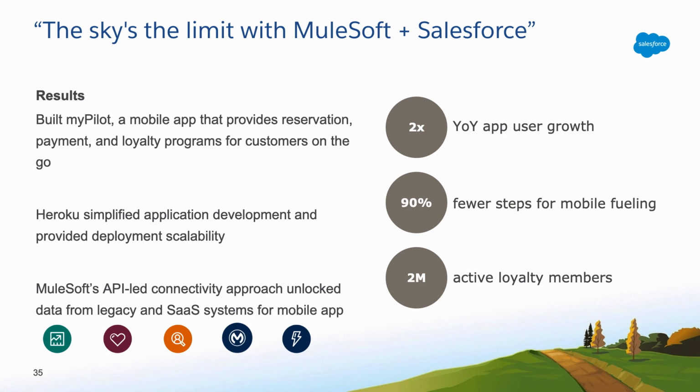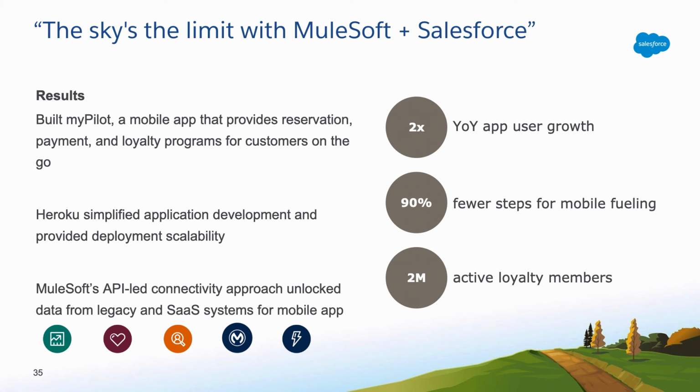The results from Flying J, they were able to build the My Pilot mobile app for their reservations and customers. Heroku simplified that app dev and provided them the scalability they needed. And MuleSoft's API-led connectivity really unlocked that data from the backend systems. They were able to experience 2x year-over-year growth from the users of this application, 90% fewer steps when you're doing their mobile fueling.